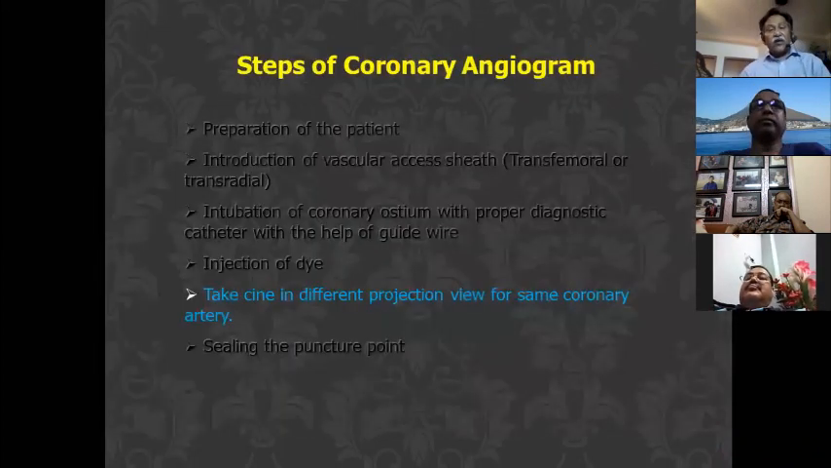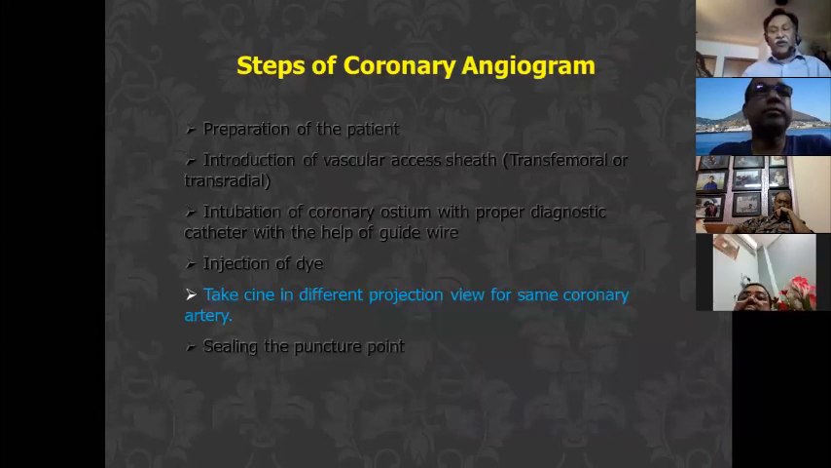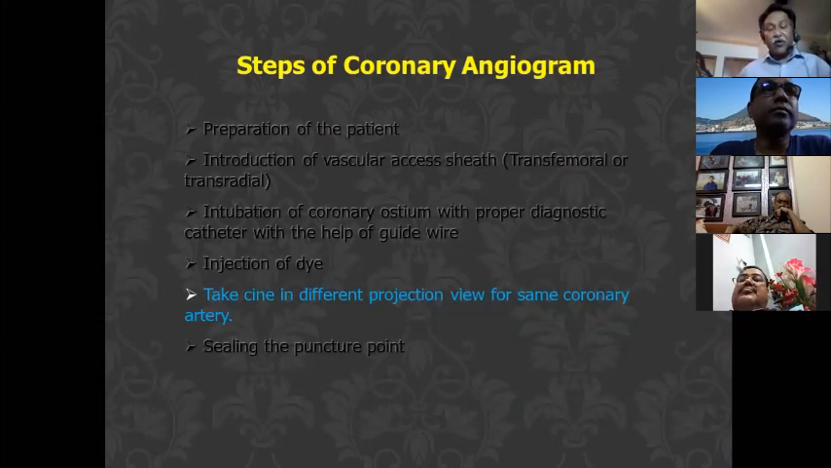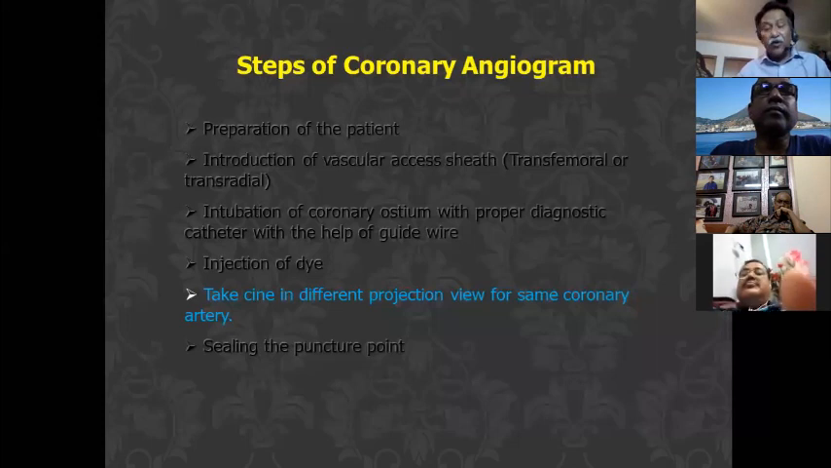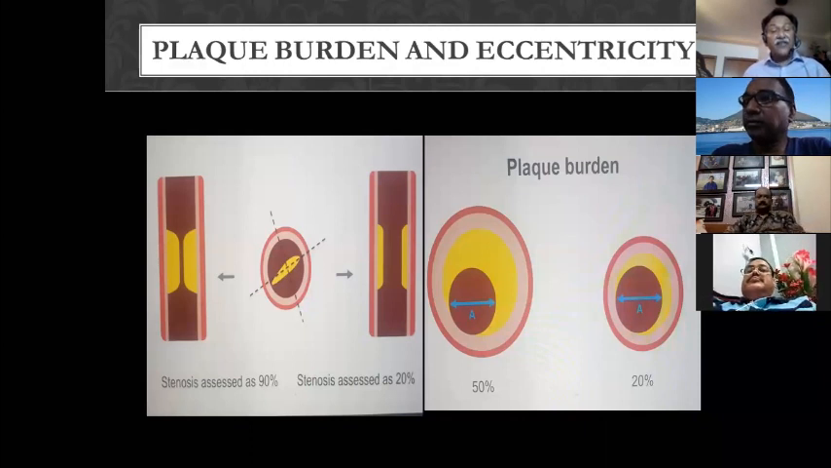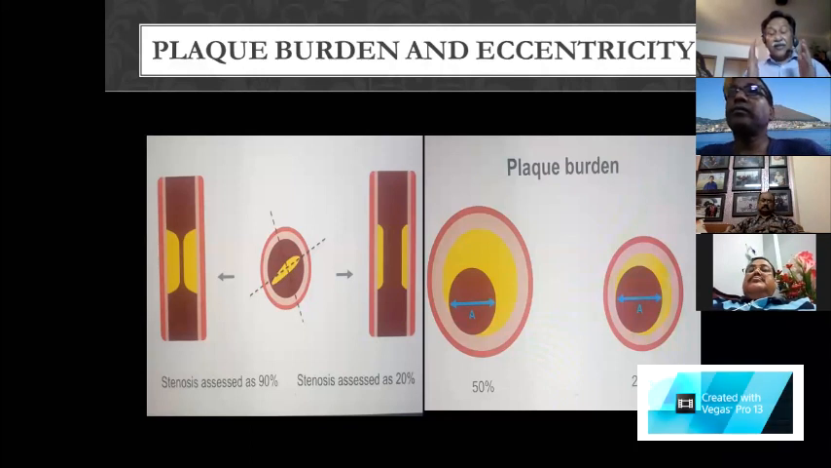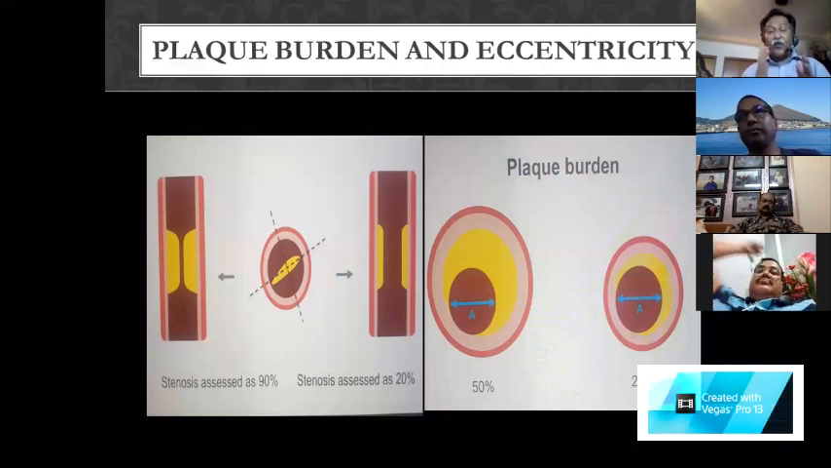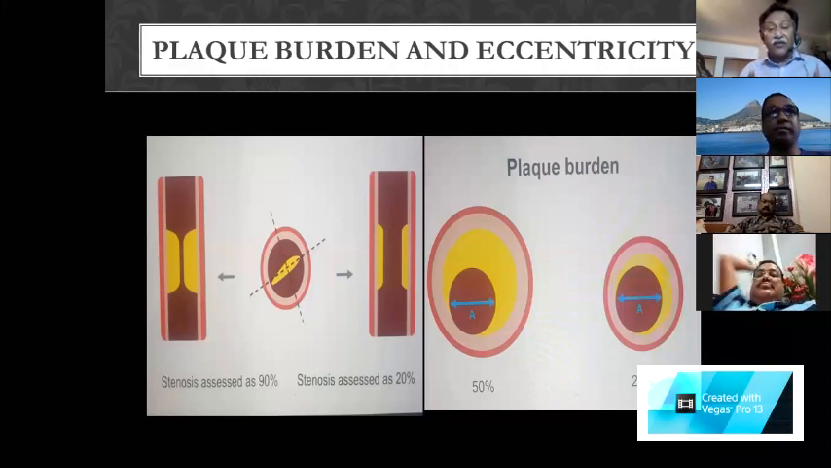Now, another topic is to take the cine in different projections for the same coronary artery. As you know, the coronary artery lesion is not always concentric. Sometimes it may be eccentrically placed. So if the beam does not enter perpendicularly, in one view you will see the block is only 20%. In another view, you will see 90%. So if you don't take the proper view, which is perpendicular to the lesion, you may miss this lesion.